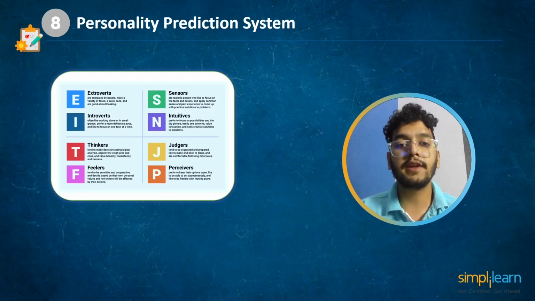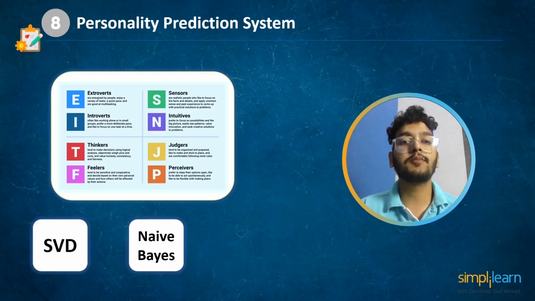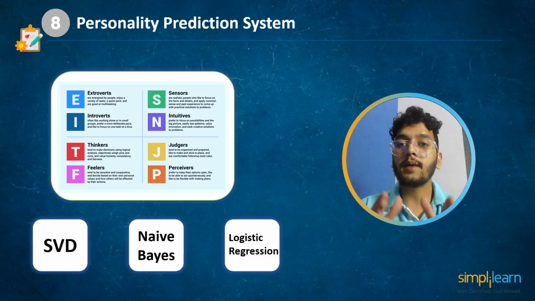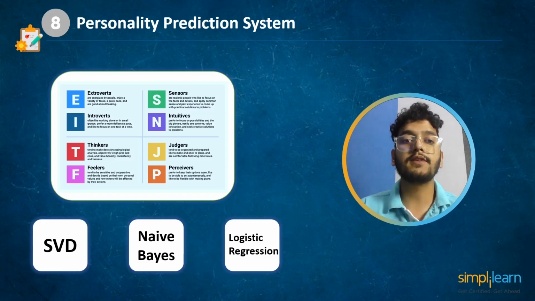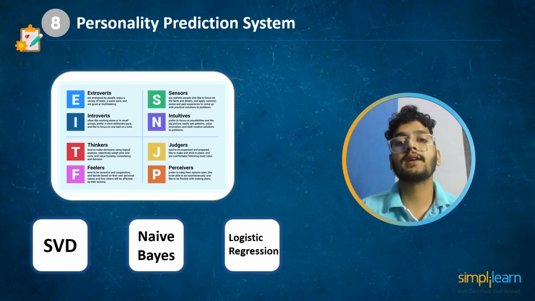In our study, we attempted to combine a personality prediction system using machine learning techniques such as SVD, naive Bayes, and logistic regression to predict a person's personality and talent prediction using the phrase frequency method. This model or method allows users to recognize their personality and technical abilities easily. To learn more about this project, check the link in the description box below.